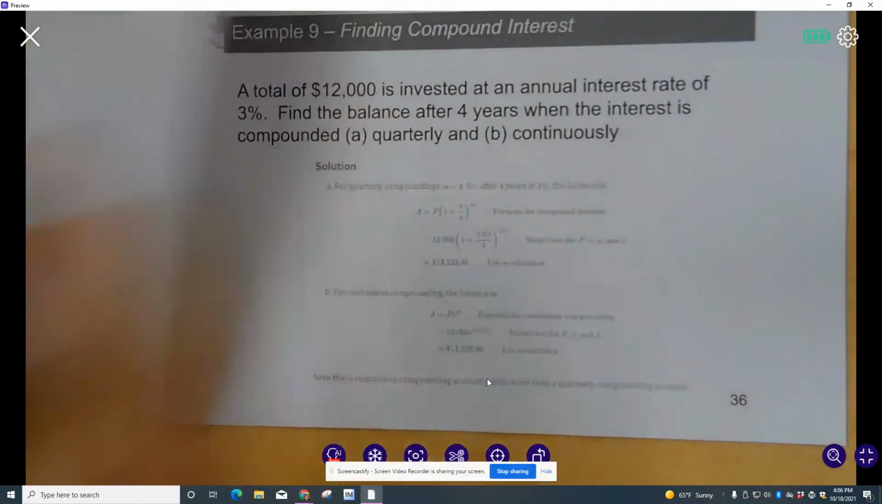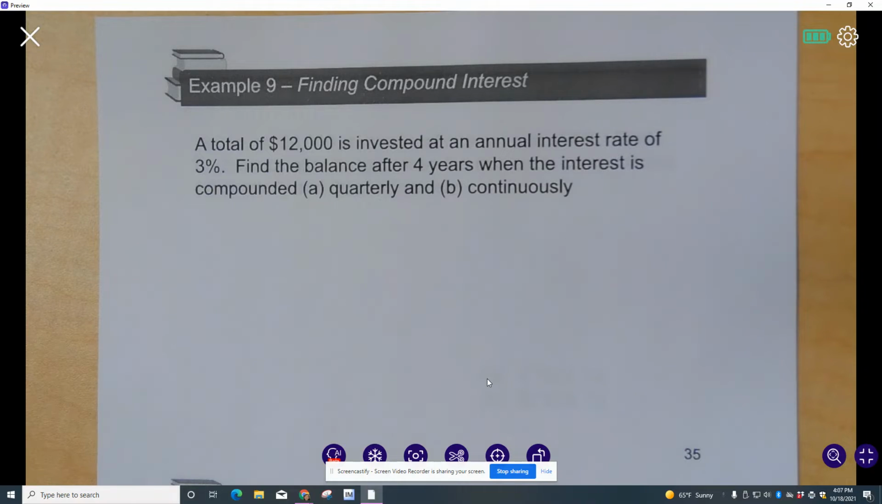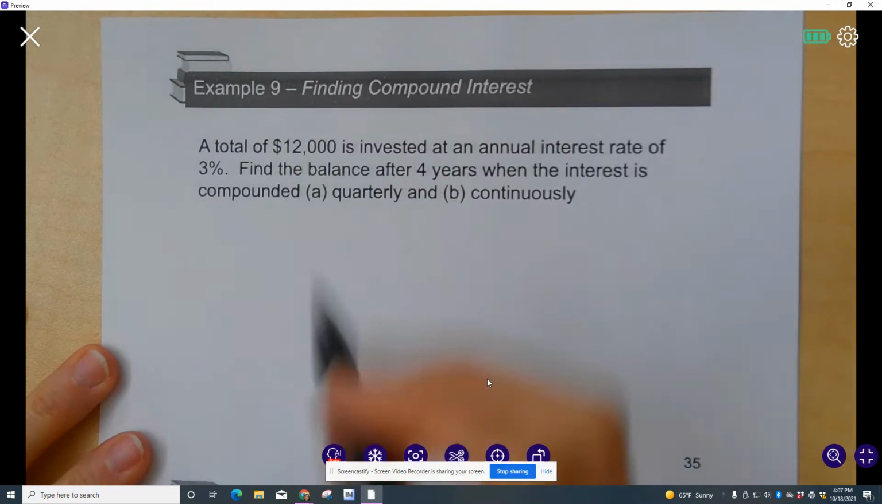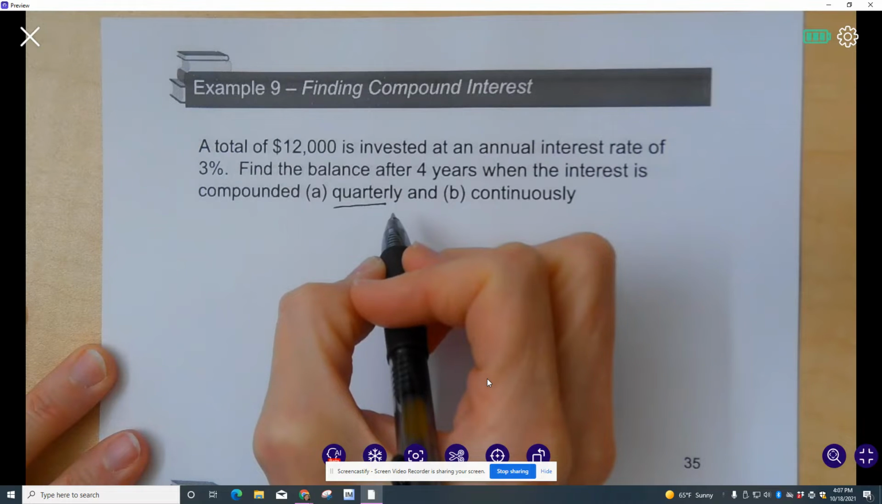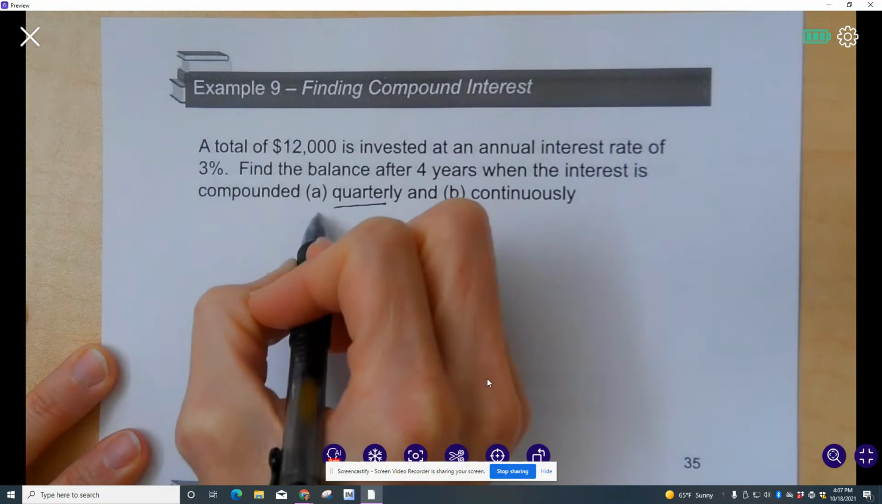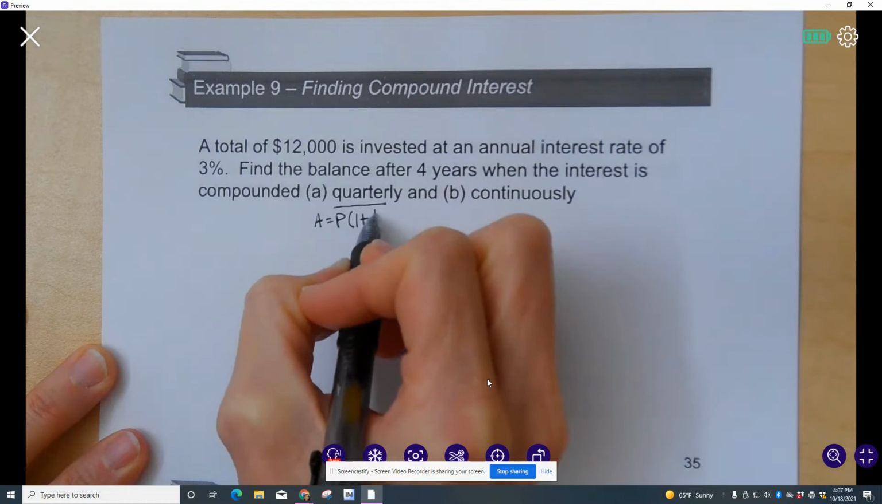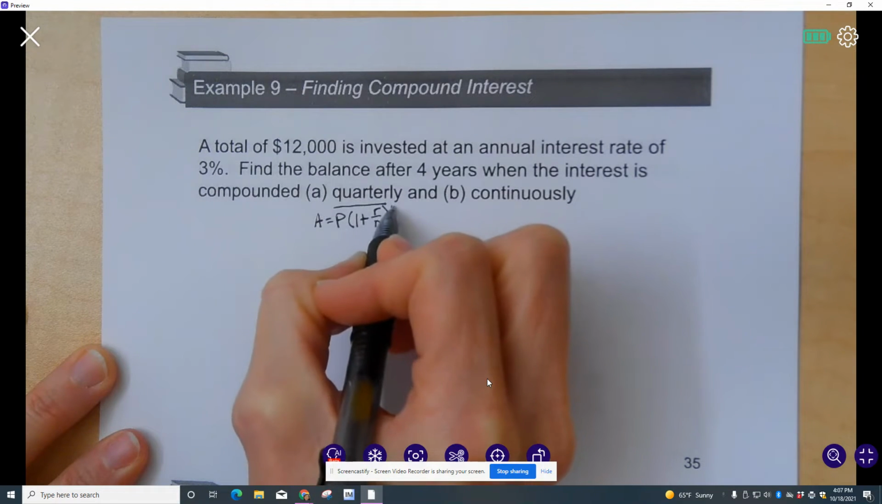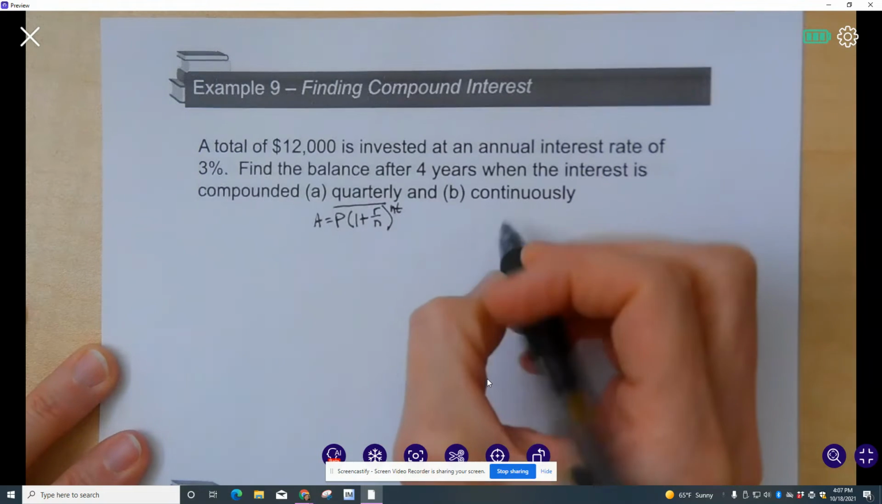All right, let's keep going. So example 9 is you invest $12,000 at an annual interest rate of 3%. Find the balance after 4 years if the interest is compounded quarterly. So that means I'm going to use the formula we just used: A equals P times 1 plus R over N to the NT. And then they want you to do it continuously.